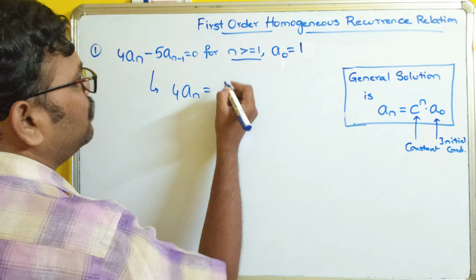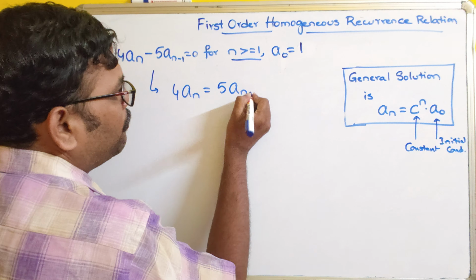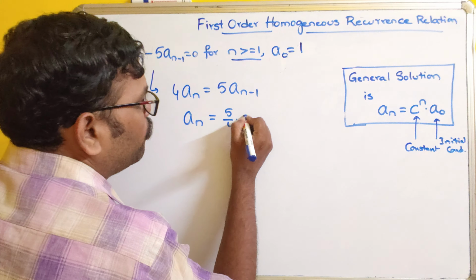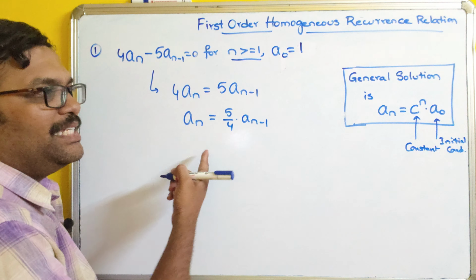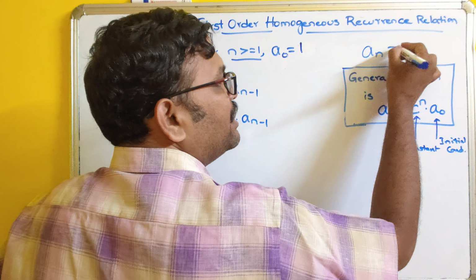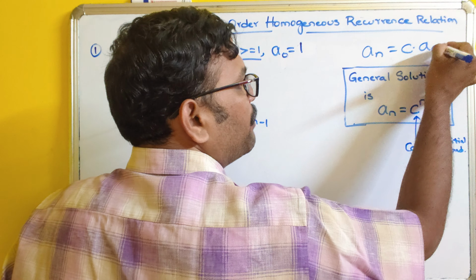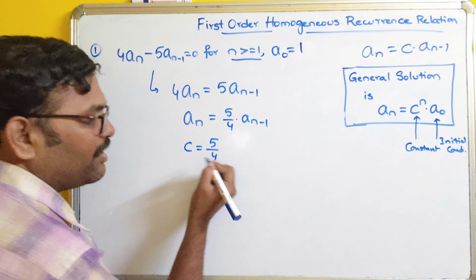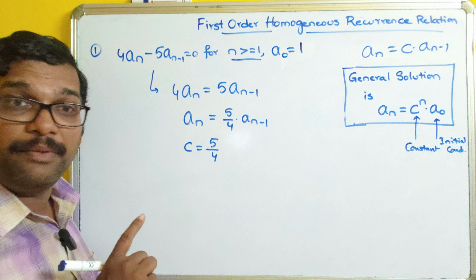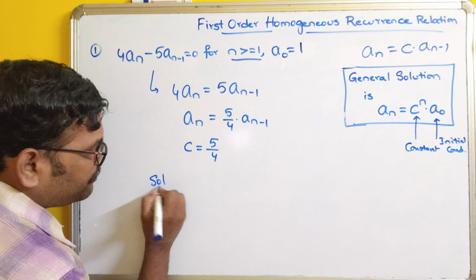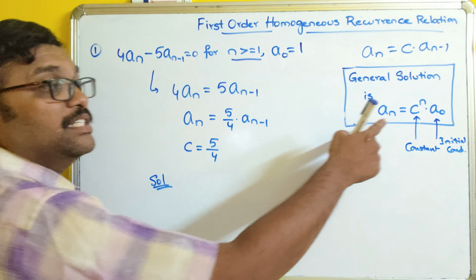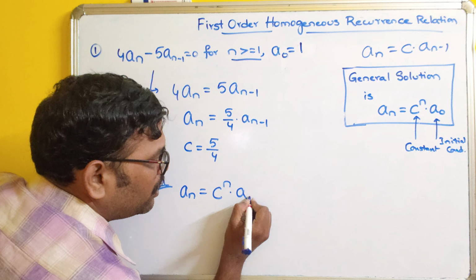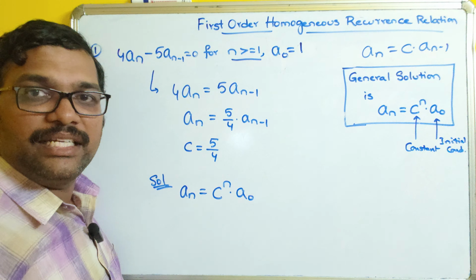Now you can write this as 4an is equal to 5an minus 1, and an is equal to 5 by 4 into an minus 1. So this is in a similar way that an is equal to some constant into an minus 1. So here the c we can directly write as 5 by 4. The constant is 5 by 4. Now the solution is not this one, solution is this one: an is equal to c power n into a naught. So we are having the initial condition a naught.